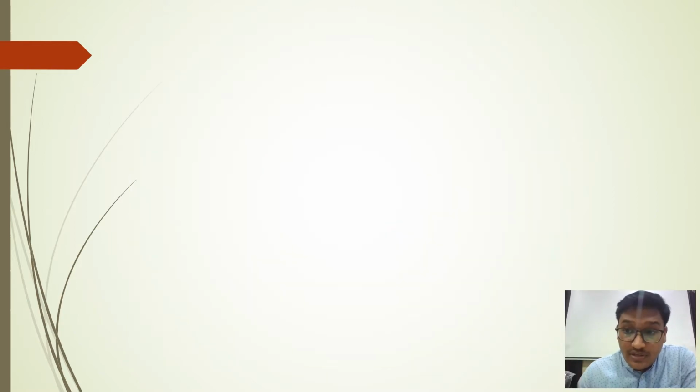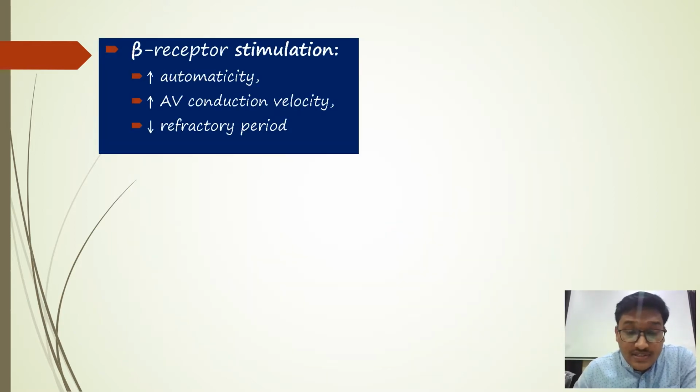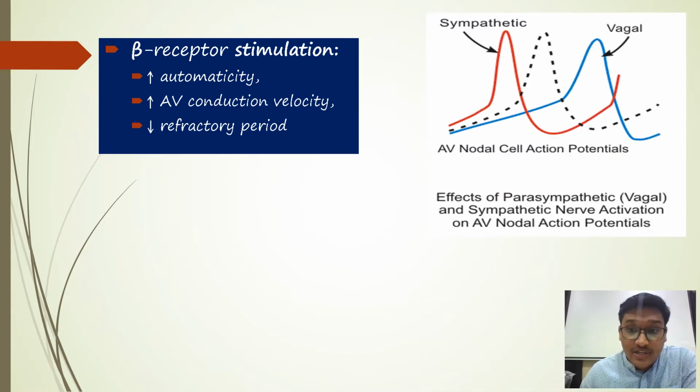Coming to the normal beta actions. What is a beta receptor stimulation? What does it do? It will increase the automaticity of the heart and it will increase the AV conduction velocity. So whatever wave is starting in the SA node, it will rapidly pass through the AV node and it will rapidly cross the Purkinje fiber and cause contraction of the ventricles, and it will even decrease the refractory period.